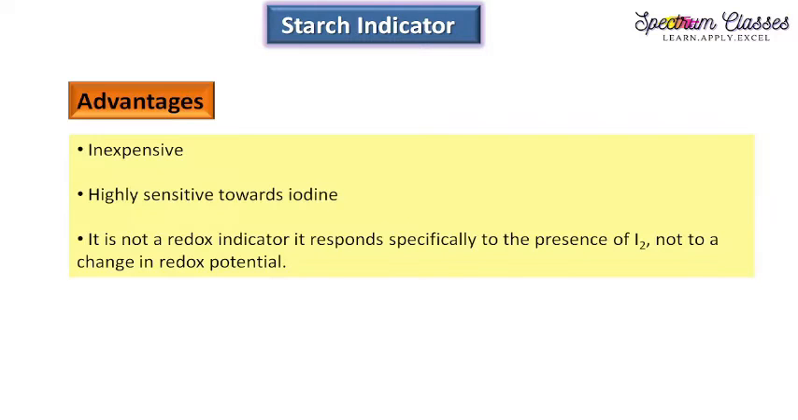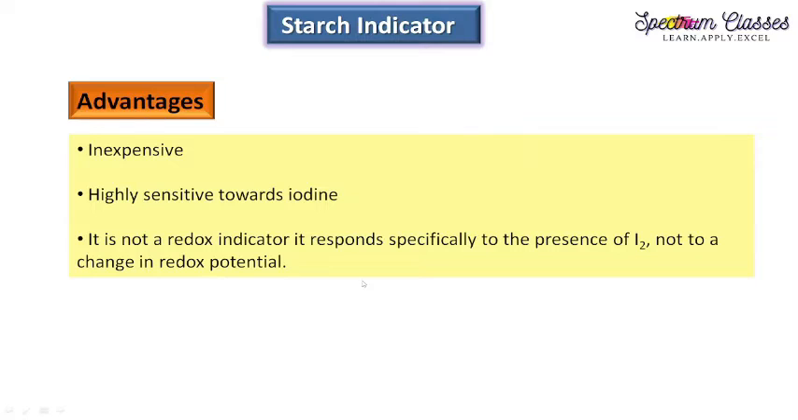Now we are going to discuss its advantages. Since it is very inexpensive, that is an advantage of using this starch indicator. It is highly sensitive towards iodine, and can form the starch iodine complex with a very low concentration of iodine. Apart from that, it is not a redox indicator. It responds specifically to the presence of iodine, but it does not change the redox potential.